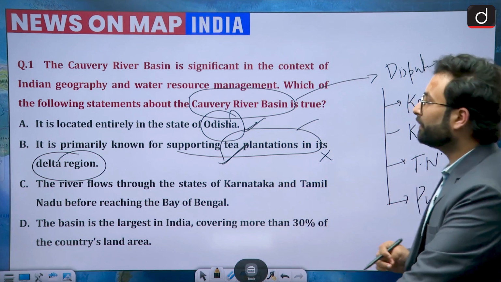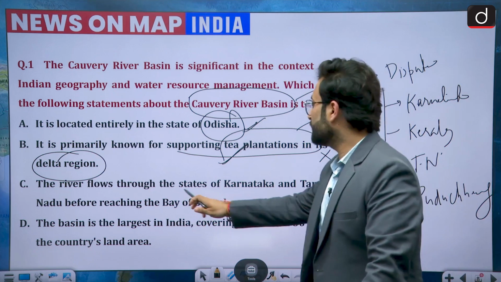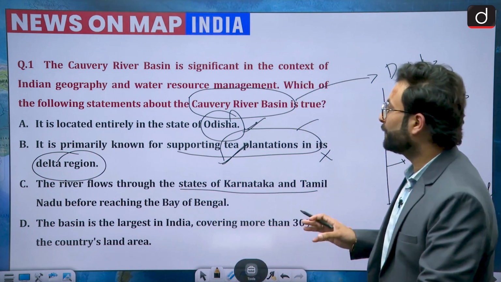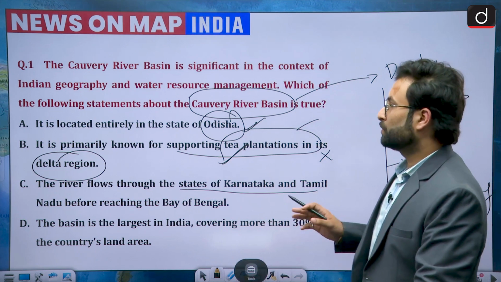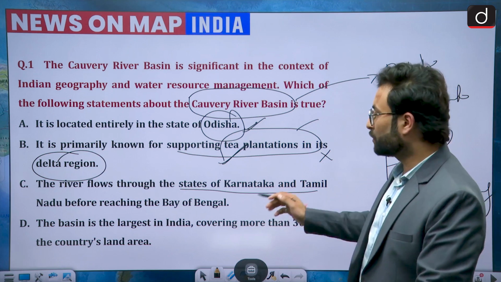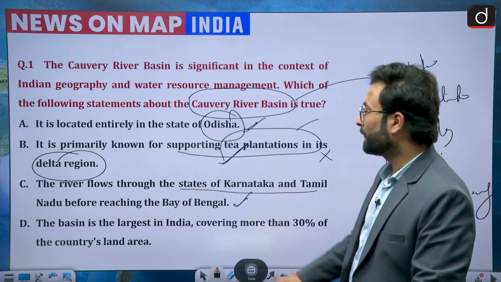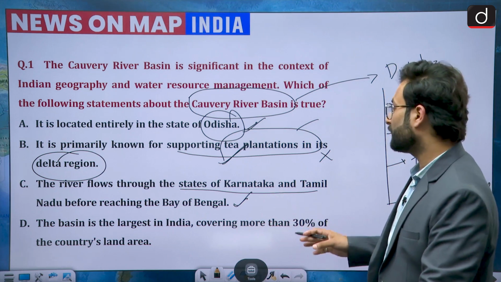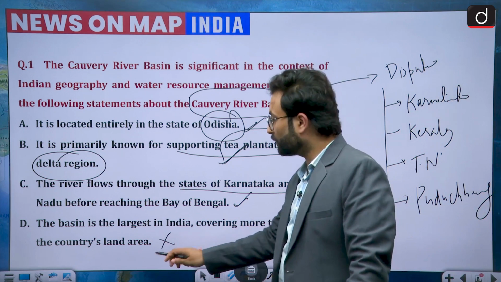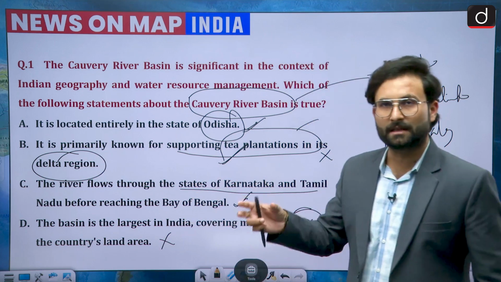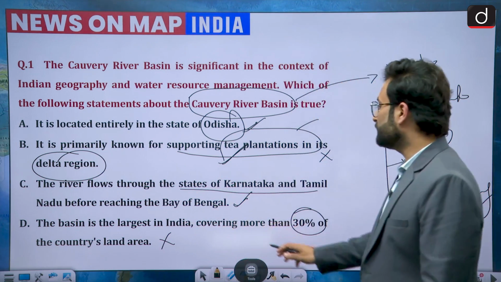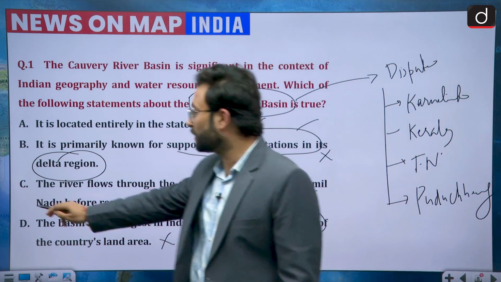Now next is, the river flows through the state of Karnataka and Tamil Nadu before reaching the Bay of Bengal. We will have a look at the map, but mostly this statement is true. Then, the basin is the largest in India, covering more than 30% of the country's land area, which is not true, because the largest basin in India is the Ganga river basin. So D is also incorrect. So option C would be your right answer.